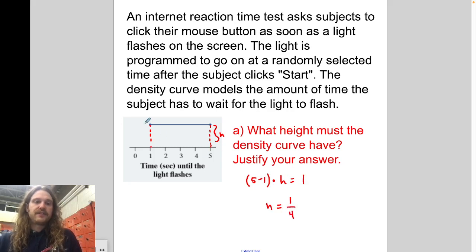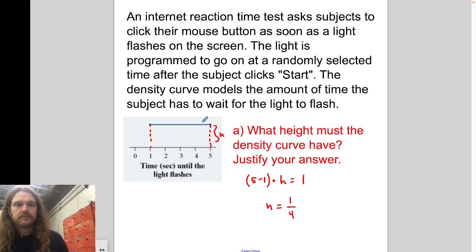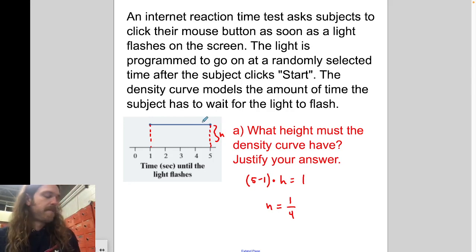So the height of the density curve here, or density line, as we would say, which is the time in seconds. Basically, the computer is going to randomly select a time between 1 and 5 seconds for you to wait after you click start, and then wait for you to click and see how fast your reaction time is. So the height of the curve there is 1/4, or in decimal, 0.25. Perfect. That's the density, 0.25. Okay, let's keep moving.